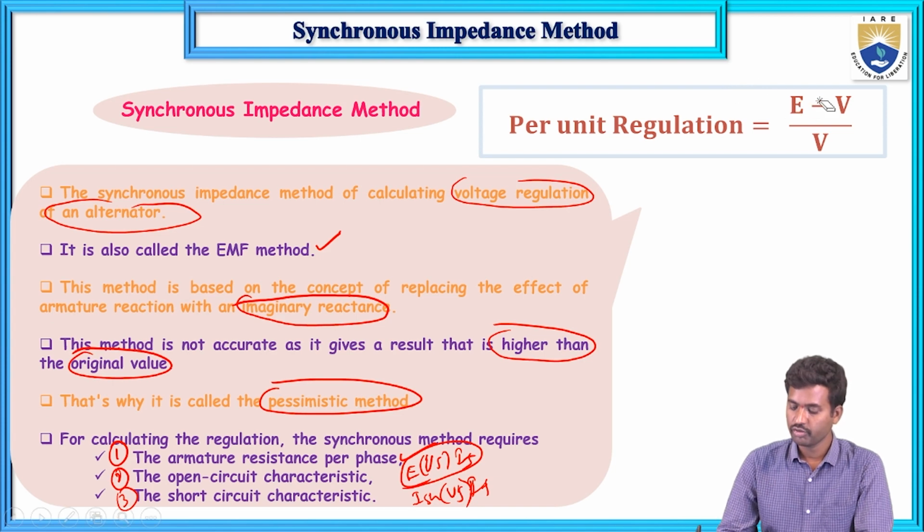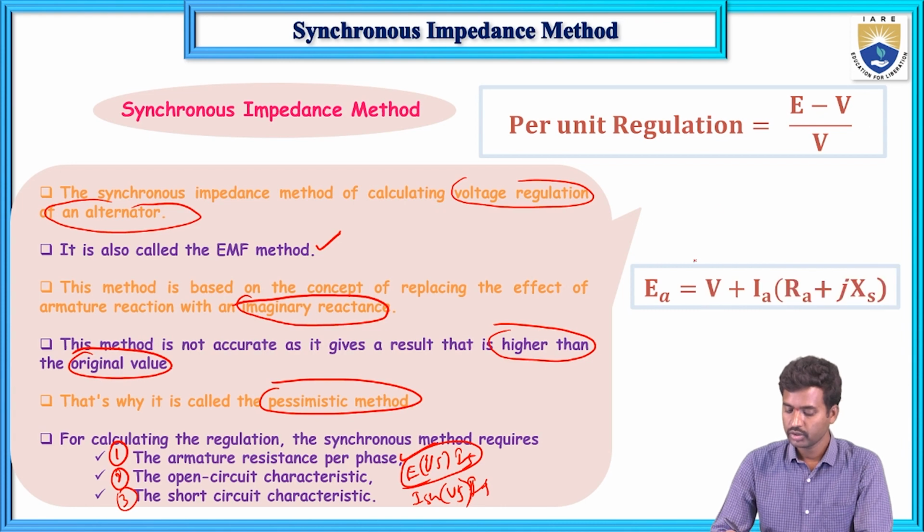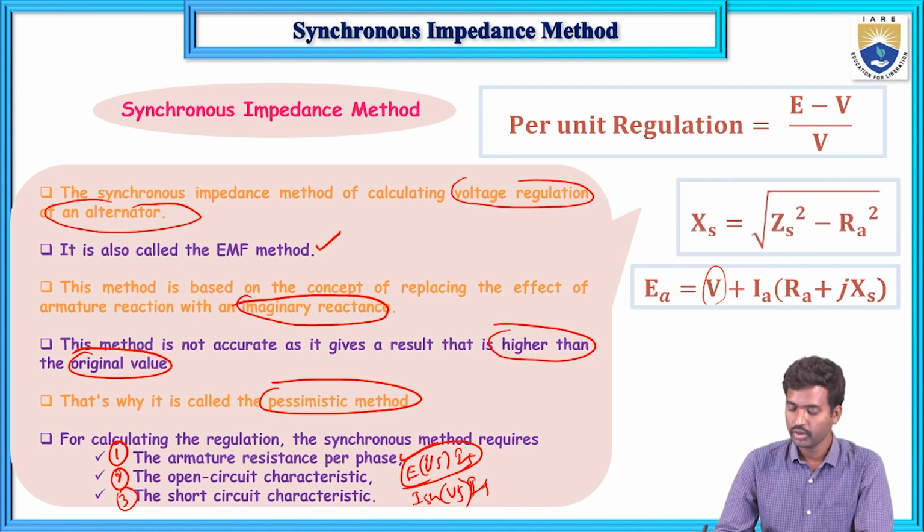So first, percentage regulation is (E minus V) by V into 100, this is for per unit. E equals V plus IA into (RA plus jXS), where V is the full load voltage and RA is the armature resistance. Here XS can be calculated from ZS squared minus RA squared, where ZS is the impedance. This ZS can be calculated from the open circuit voltage divided by the short circuit current. After that, with the resistance RA, XS can be calculated.